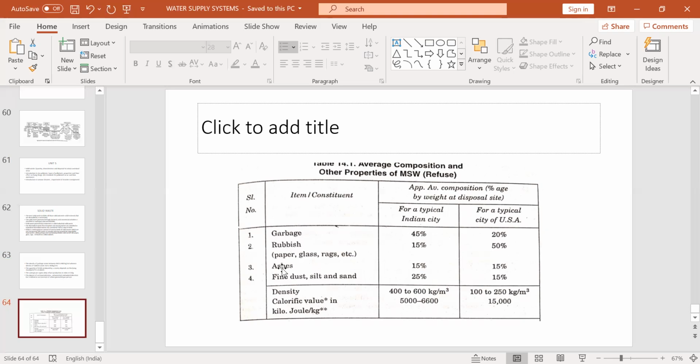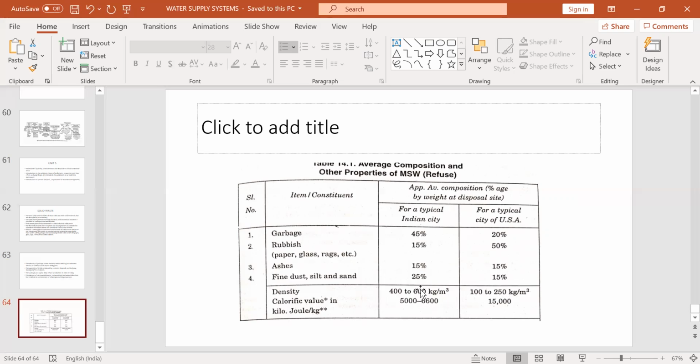Ashes are from burnt coal, wood, all these things. So the ash percentage is similar in both countries, 15% in both India and the US. Fine dust, silt, and sand depend on the environment, the atmosphere of the place where you are living. So it is 25% and 15%. Density is 400 to 600 here, and there it is 100 to 250.